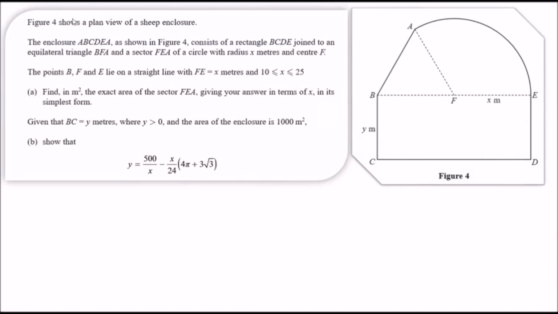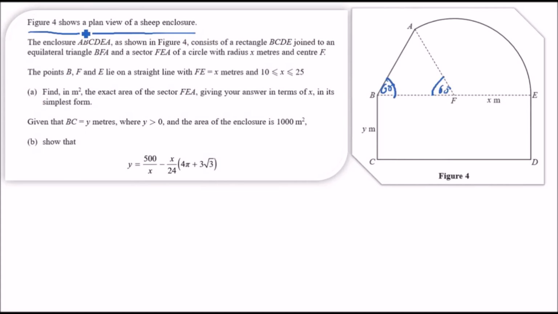So in this video we'll be looking at differentiation, and this time we're given an enclosure, which is over here. According to this information, the enclosure ABCDEA as shown in this figure consists of a rectangle of length y, joined to an equilateral triangle. So this equilateral triangle, we know, has 60 degrees at each angle. All angles are the same and the lengths are the same.